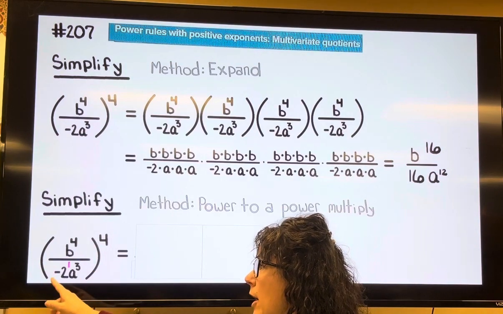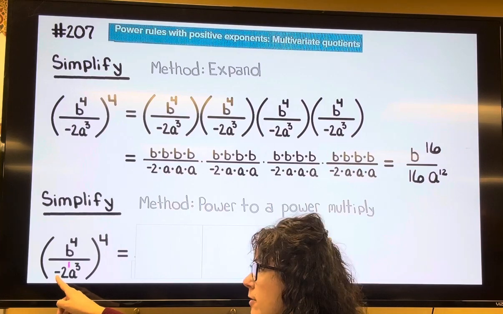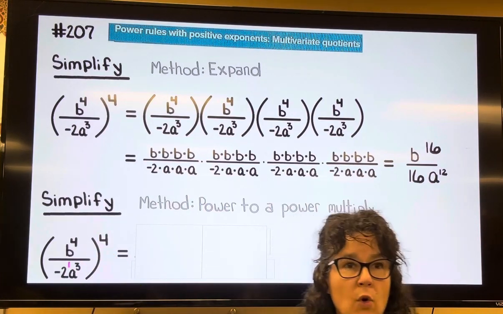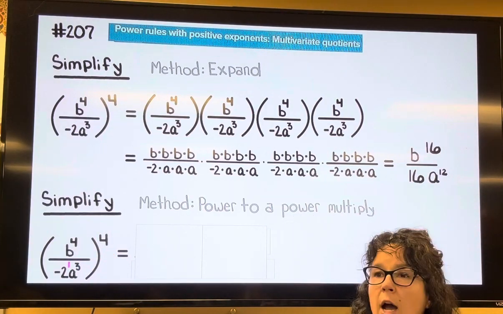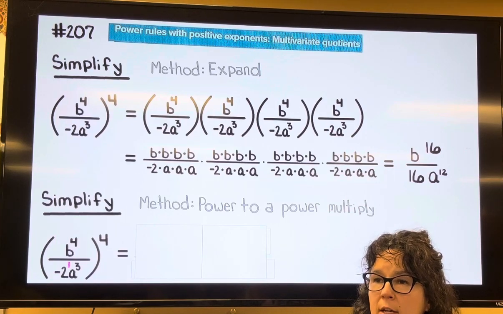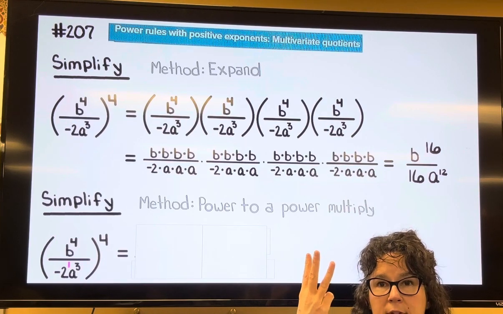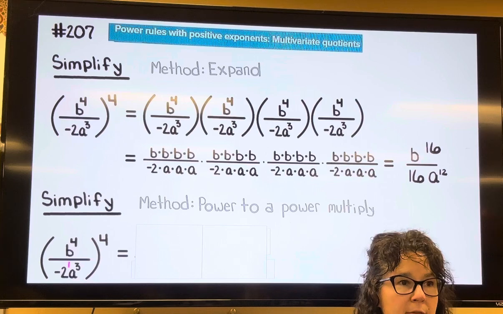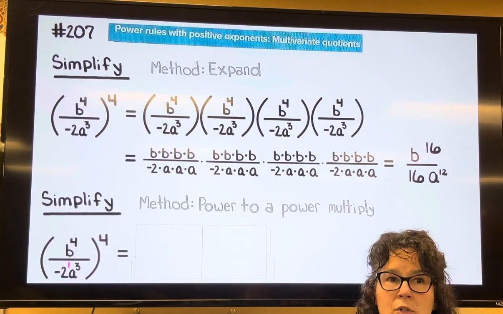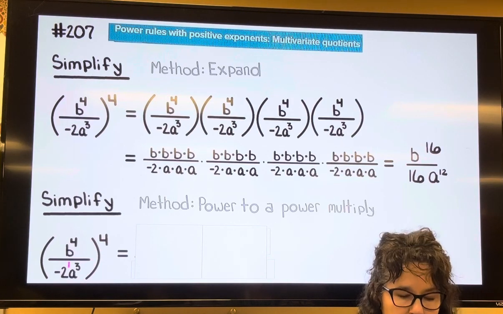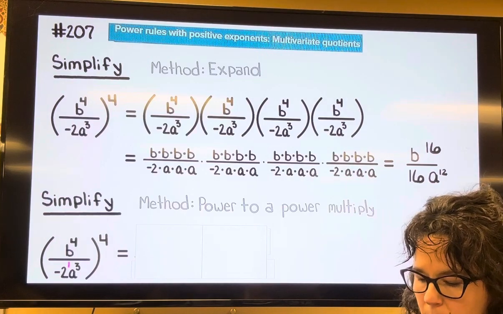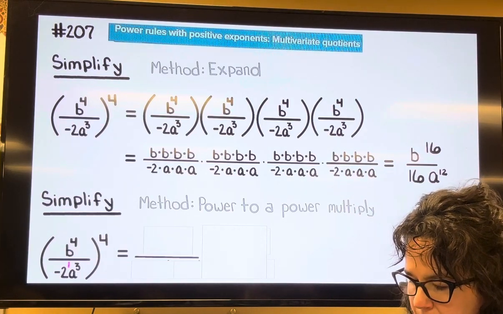This right here, I only have a single negative, and it's raised to the 4th power. I know that a negative times a negative times a negative times a negative, if I have an even amount of negatives, my final answer is going to be positive. Okay, so then I'm going to do power to a power multiply.